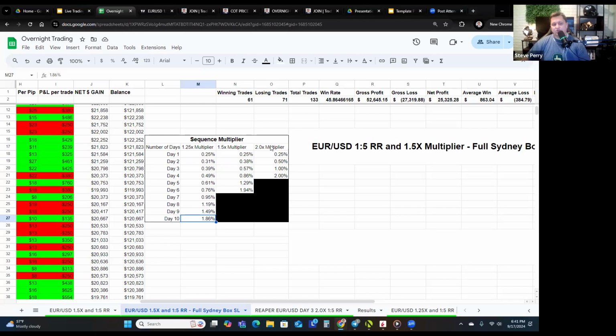Not very many people use the 2x multiplier except on the Reaper. The Reaper version of the strategy, which you'll learn here in just a moment, is the only time we use the 2x. I don't use that for any other. There's just not enough days here to be able to get a win, and it's just too juicy. There's a lot of risk involved, very rich, as far as changing your lot size up here. And so I prefer not to use this.